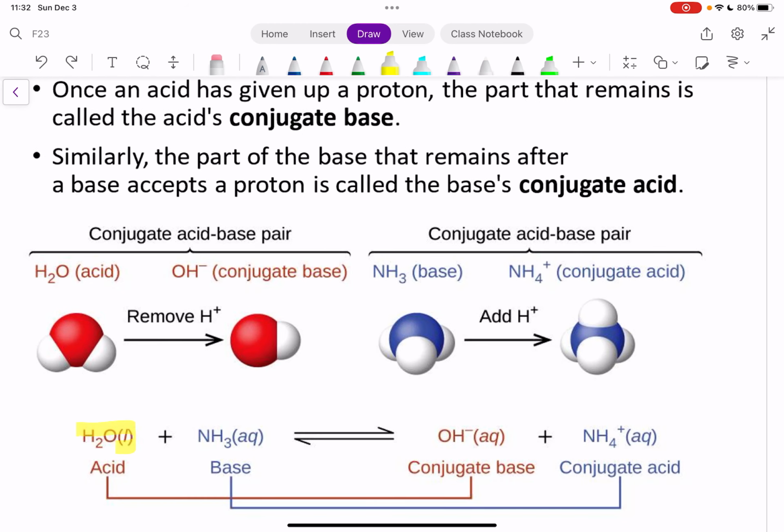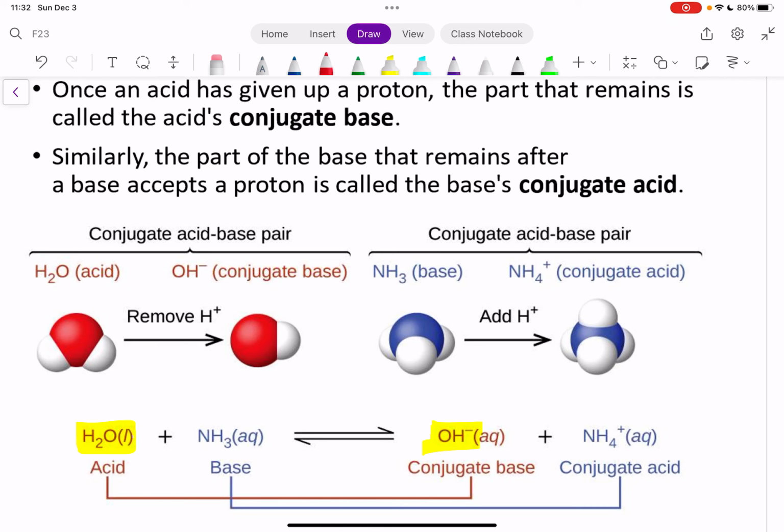So water over here gave up one of its protons, one of its hydrogens, and it turned into OH minus at the end, once it gave away that hydrogen. So we would call OH minus the conjugate base, the part that remains after that H plus is donated. Now, why do we call it a conjugate base?